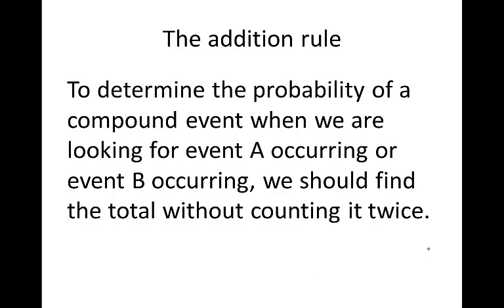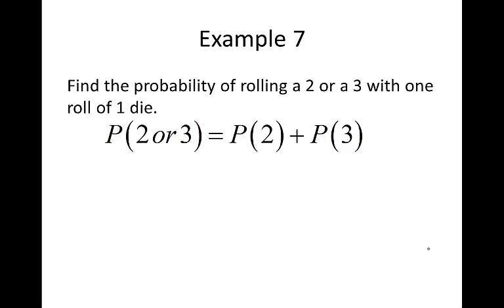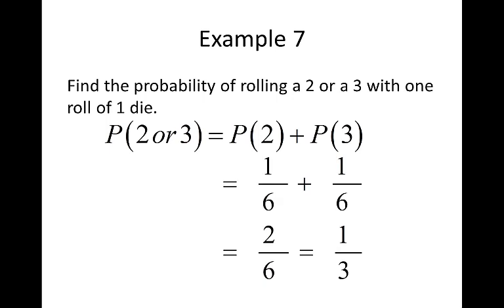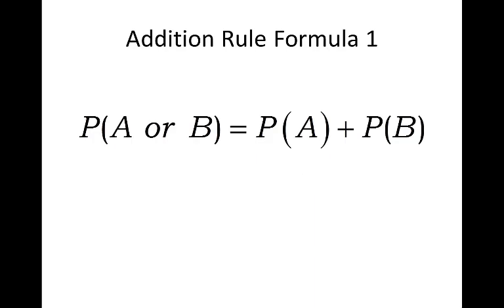So the addition rule. If I have to determine the probability of a compound event, we're looking for event A occurring or event B occurring, we want to find the total without double counting. We don't want to count them twice. See what I mean? So the probability of rolling a 2 or a 3 with one roll of one die is just the probability of a 2 plus the probability of a 3, 1/3. Hopefully that makes sense. So we have a formula. If I had the probability of A or B, and sometimes we'll use the union symbol here to represent that, it's simply the probability of A plus the probability of B. It's formula 1. There will be another one in a moment.